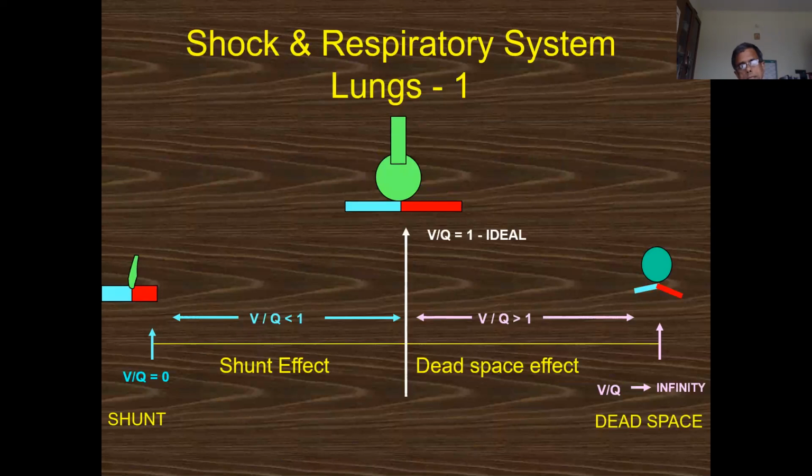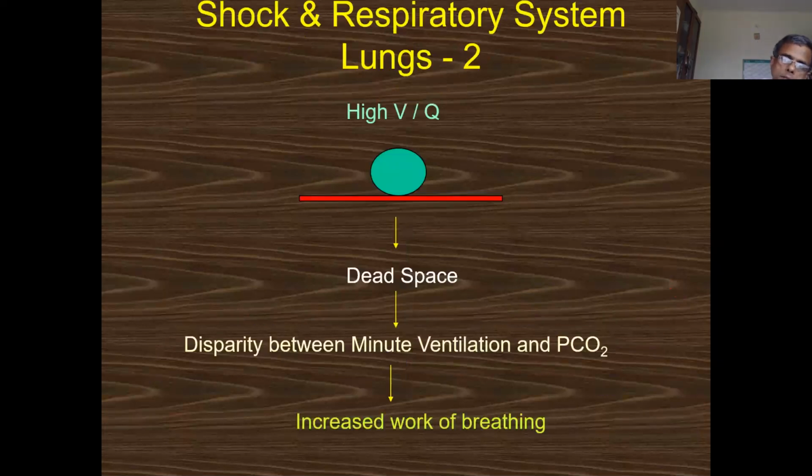Now, what happens to the lungs? This is a figure we had discussed in the last lecture, the spectrum of V/Q abnormalities. At one end, you have collapsed alveoli and perfused vessels. At the other end, you have ventilated alveoli and collapsed vessels, which causes dead space. So in shock, basically what would happen is your alveoli are not perfused. Your dead space increases. So you have a disparity between minute ventilation and carbon dioxide. And this, of course, increases your work of breathing.